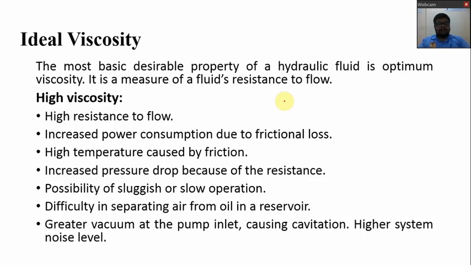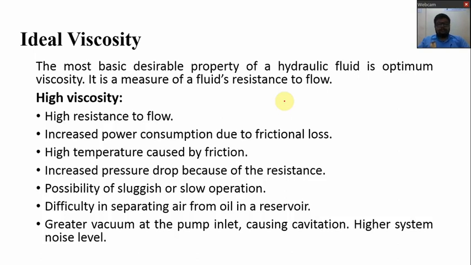So the first one is the ideal viscosity, and the most basic desirable property of hydraulic fluid is the optimum viscosity. It is a measure of a fluid's resistance to flow. When the viscosity is low, the fluid flows very easily, and when the viscosity is high, the fluid flows with difficulty. A low viscous fluid is thin and flows very easily, whereas a fluid with high viscosity is thick and cannot flow easily.